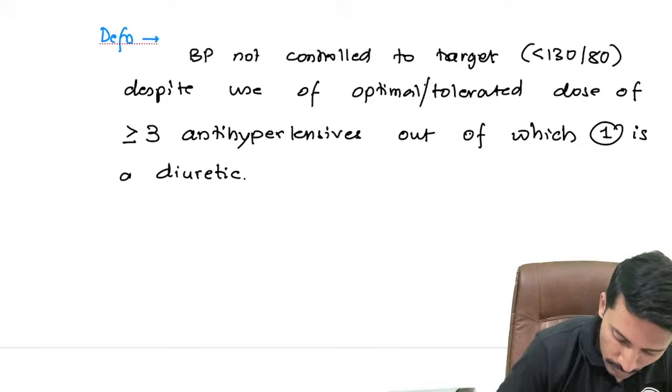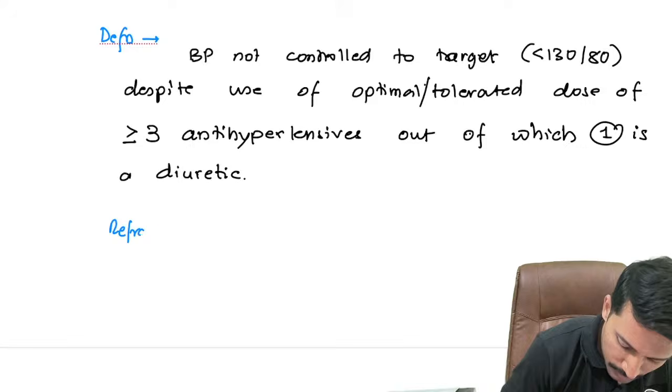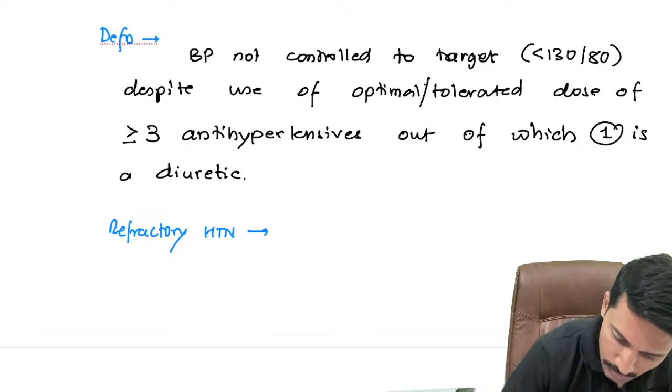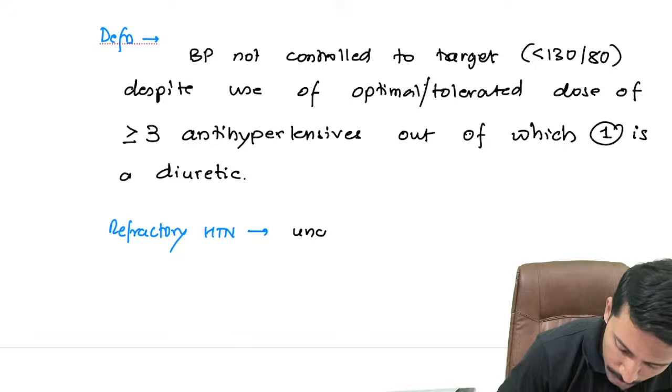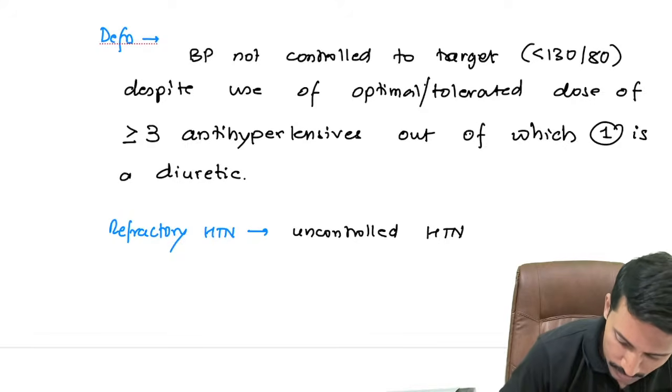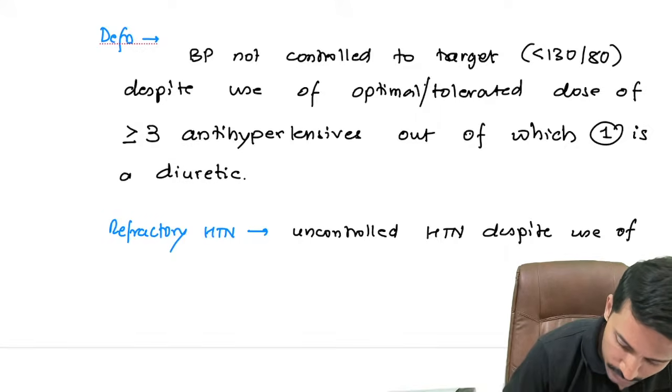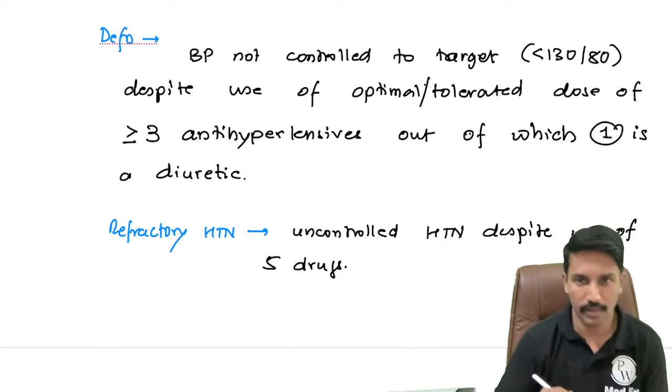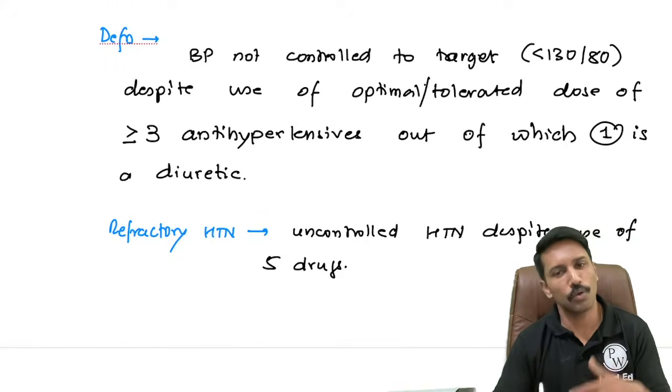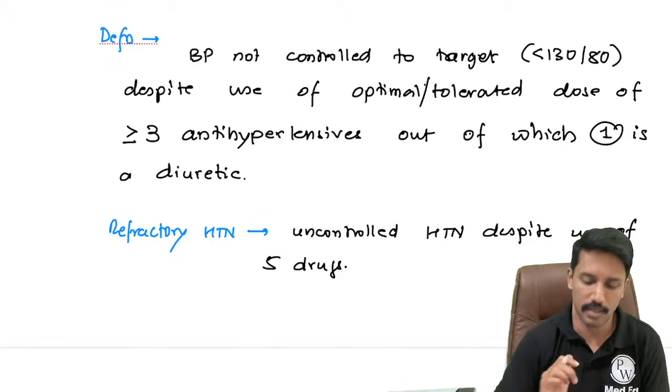And what is refractory hypertension? Refractory hypertension refers to uncontrolled hypertension despite use of 5 agents. Hypertension despite use of 5 drugs, then we call it refractory. Means these 3 plus we have started 1 or 2 more, still not controlled, then it is refractory hypertension.